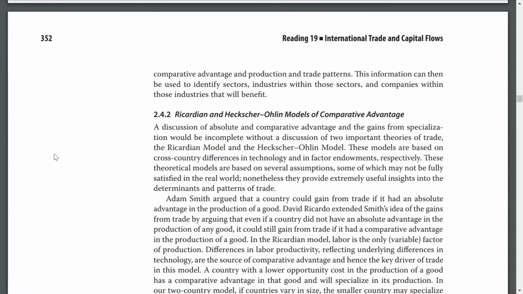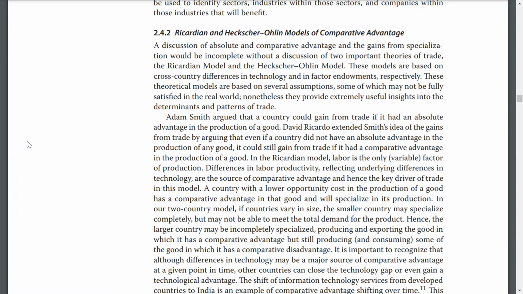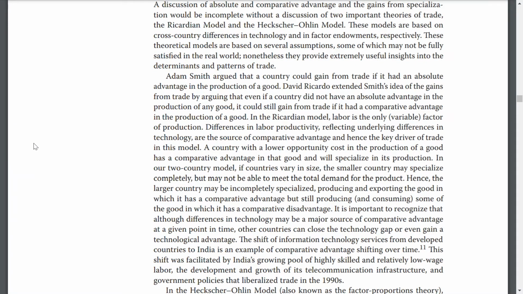Adam Smith argued that a country can gain from trade if it has an absolute advantage in the production of goods. David Ricardo extended Smith's idea of gains from trade by arguing that even if a country didn't have an absolute advantage in the production of any good, it could still gain from trade if it has a comparative advantage in the production of a good. In the Ricardian model, labor is the only variable factor of production. Differences in labor productivity reflect the underlying differences in technology and the source of comparative advantage, and hence are the key driver of trade in this model.